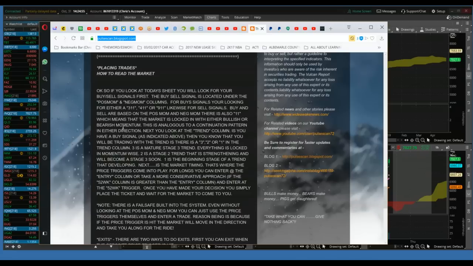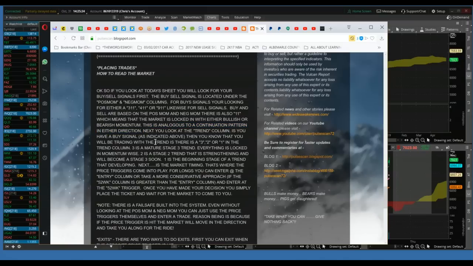Likewise for sell signals. Buy and sell are based on the positive momentum and negative momentum. There is also an 11, which means that the market is locked in with either bullish or bearish momentum. This is analogous to a continuation pattern in either direction. This is the main thrust of what we're going to be talking about today when I pull up the sheet.